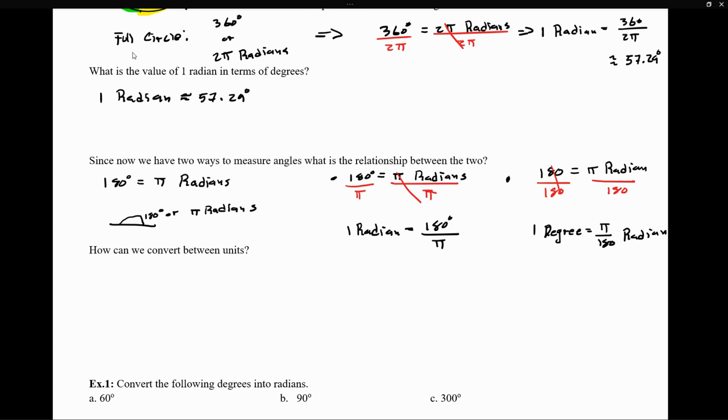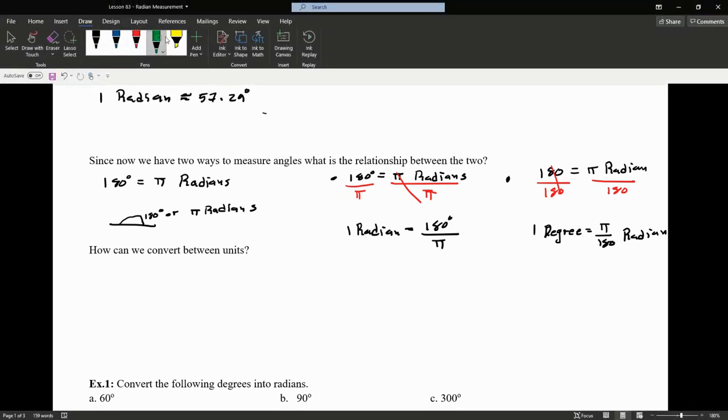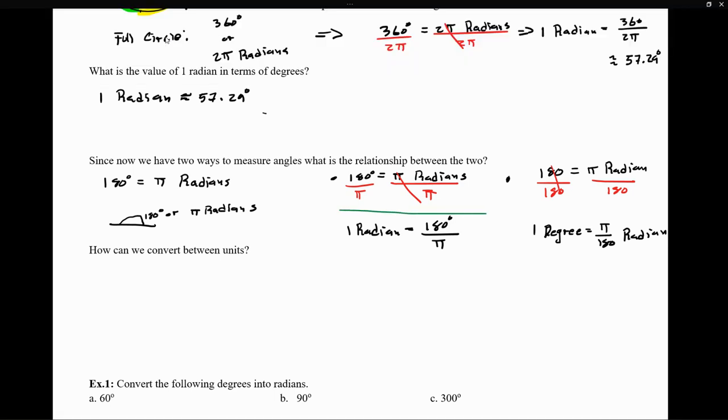And these are two very important ideas that we're going to use throughout this lesson, because this is actually the relationship that we'll be using among degrees and radians. 1 radian is always equivalent to 180 degrees over pi, and 1 degree is always equivalent to pi over 180. So if there's a relationship between those two, then we can convert between units.